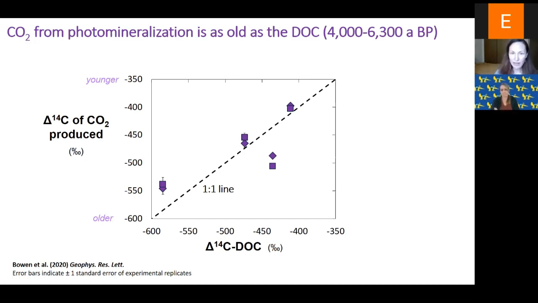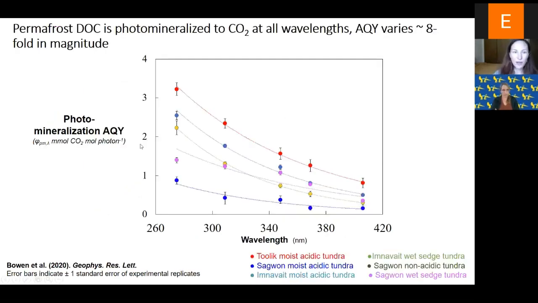The second point I want to make here is that we made these measurements for DOC exposed to UV light in the UVB and light in the UVA, which tells us that even longer wavelength, less energetic UVA, approaching visible light, can oxidize old permafrost DOC to CO2. And that's important because it gives us confidence in the shape and magnitude of the AQY spectrum for permafrost DOC, which is what is plotted here.